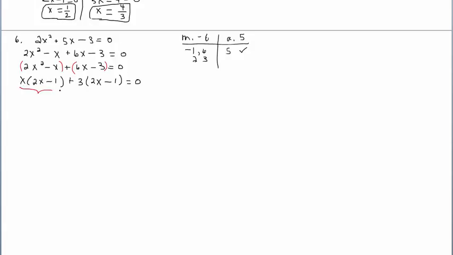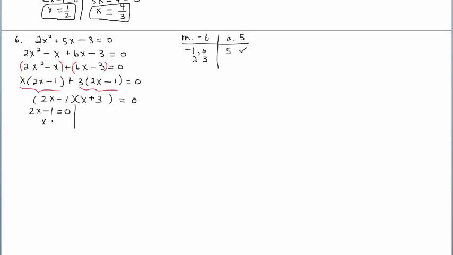Then we're going to factor again. From each of these two terms, we see the common factor is 2x minus 1. So that's going to fill one of these binomials. When you factor out 2x minus 1, you're left with x. When you factor out 2x minus 1 from here, you're left with +3. We factored it. Now it's time to solve. Set each factor equal to 0 and solve.